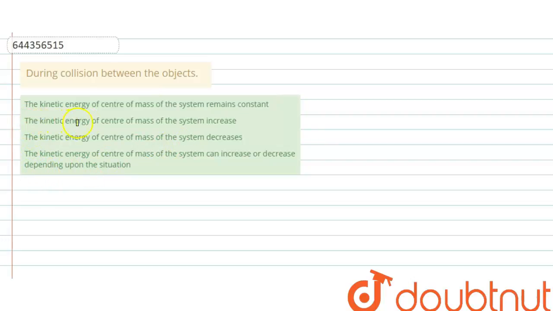Second option, the kinetic energy of center of mass of the system increase. This is also wrong statement. The kinetic energy of center of mass of system decrease. Yes, this is a correct statement, because during collision when two objects collide, then there is some deformation in the object due to which some elastic potential energy is stored inside the object, and that elastic potential energy comes from kinetic energy of the body. So this is the correct option.